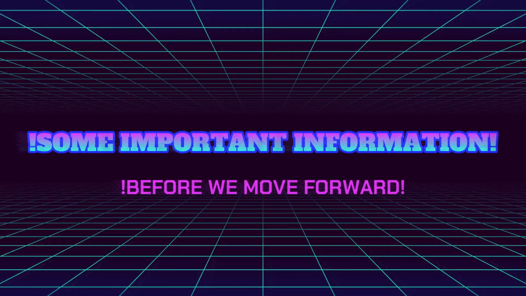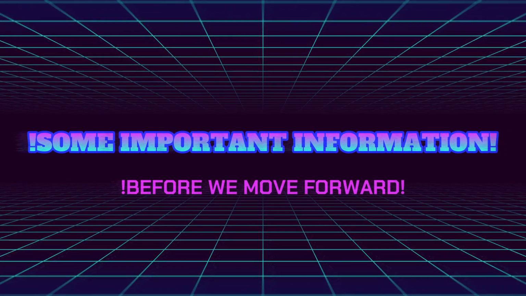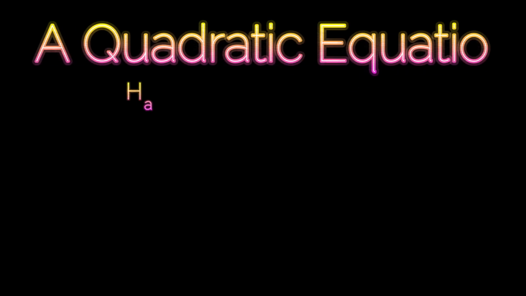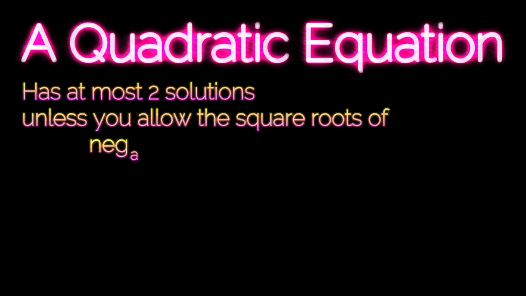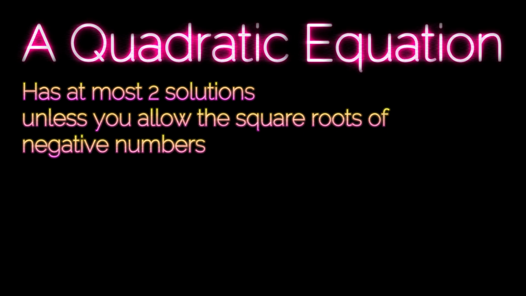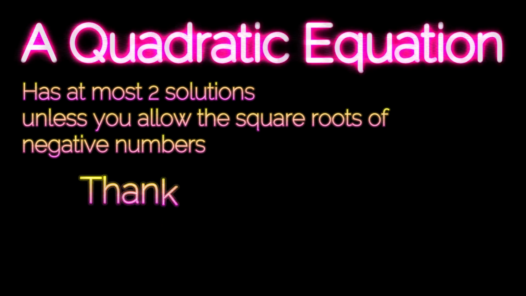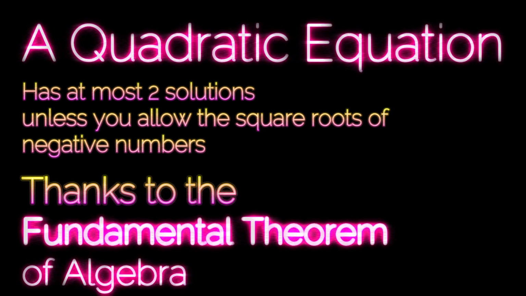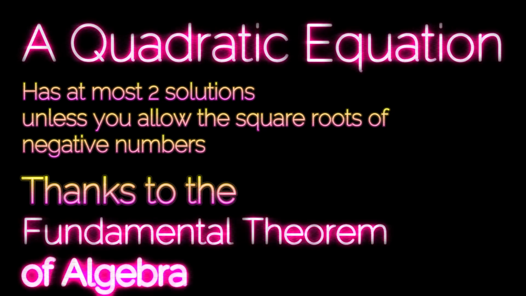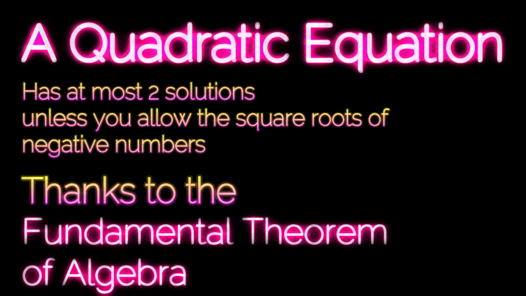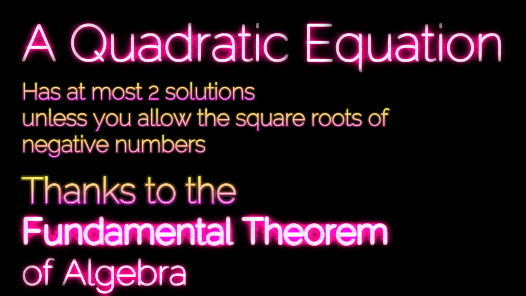To give us an idea as to what this is and how it works, I need to tell you that a quadratic equation has at most 2 solutions. Or if you allow the square roots of negative numbers, it has exactly 2 solutions, but that's beyond the scope of this video. This is thanks to a theorem known as the Fundamental Theorem of Algebra. This is the only piece of information that I will not be explaining in this video, since we're focusing specifically on quadratics, but you can look up sources about this theorem.